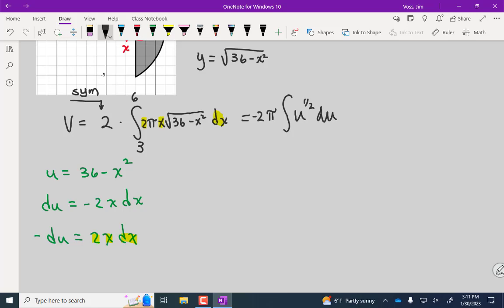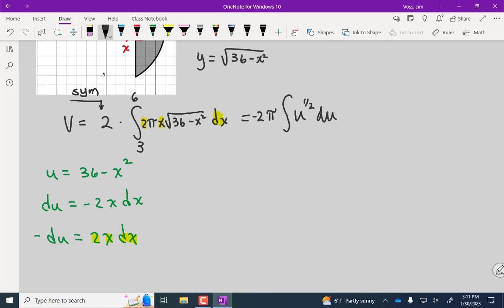And whatever you let u be, whether it's in the exponent, whether it's in the angle, whether it's in the square root, its derivative has to be somewhere out in front as a multiplier. And so that's what we see here is that, okay, quadratic derivative is linear. There's a linear function right there. So u sub probably is a good one.